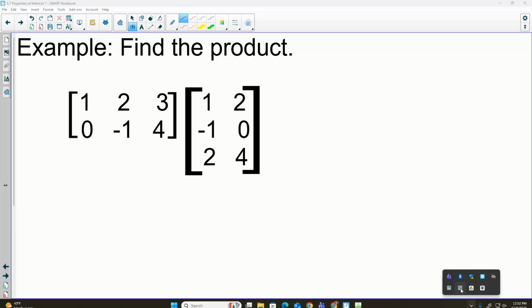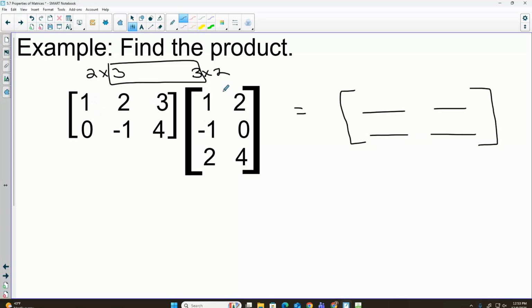The first one's 2 by 3, second one's 3 by 2. Middle numbers match, so they can be multiplied. Outside numbers 2 and 2, so we're looking for 2 by 2. So you start with the first row. First row times the first column. So we get 1 plus -2 plus 6, so 5.